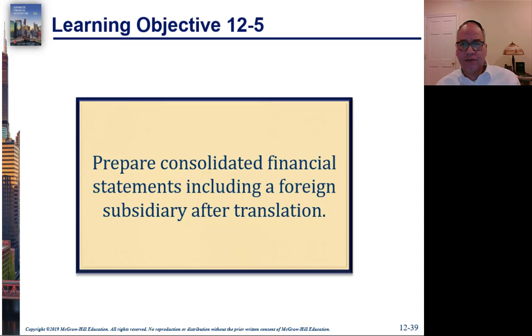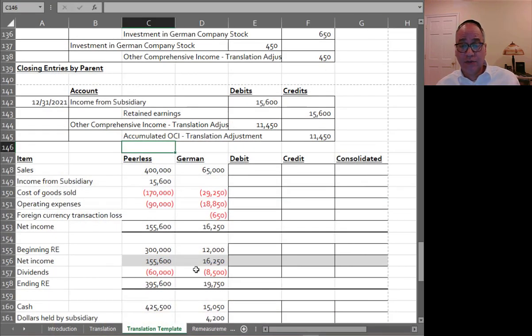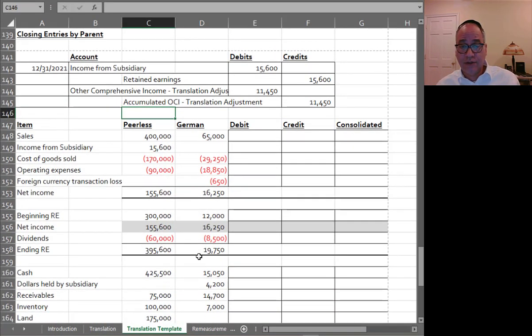The purpose of learning objective 12.5 is to prepare consolidated financial statements including a foreign subsidiary after translation. So this is a consolidation, and to do a consolidation, we're going to go through the journal entries one by one. First, let's do our big elimination entry. This spreadsheet here is a pretty big deal.